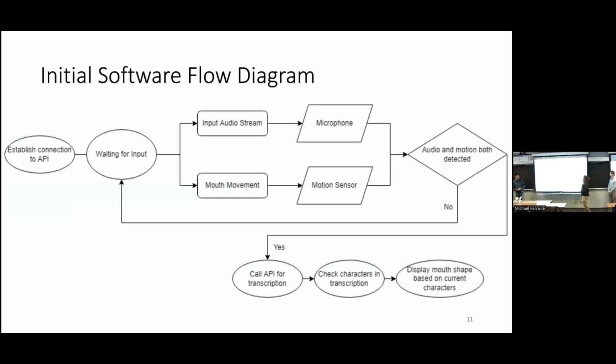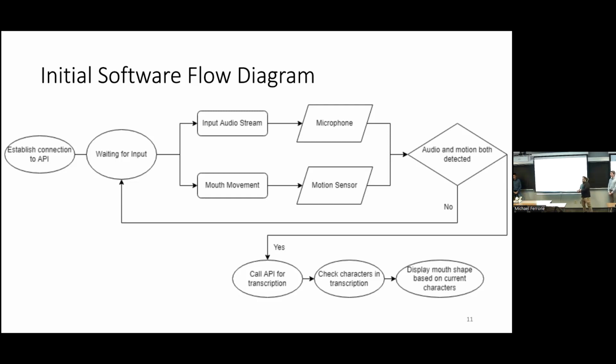Thanks, Jen. So initially, when we were coming into this project, I guess 2 semesters ago, this was our initial flow diagram that we were looking at. We had 2 different sections: our input audio stream through a microphone, and mouth movement through a motion sensor. We are going to link these up and make sure that if both are happening, then we're going to actually go forward with our movement process.